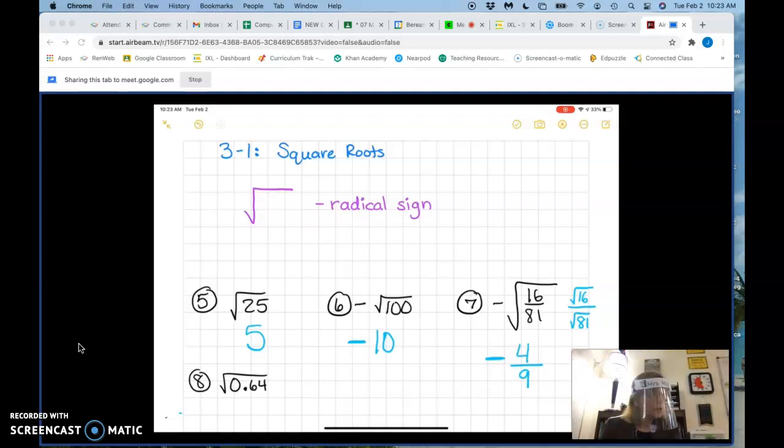I just did square root of 16 over 81. And it gave you the answer? Yeah, I thought that's how you would do it. Wow, well, that's nice. Okay, last one, number 8.